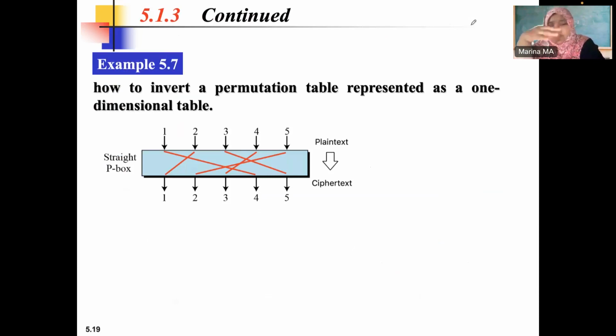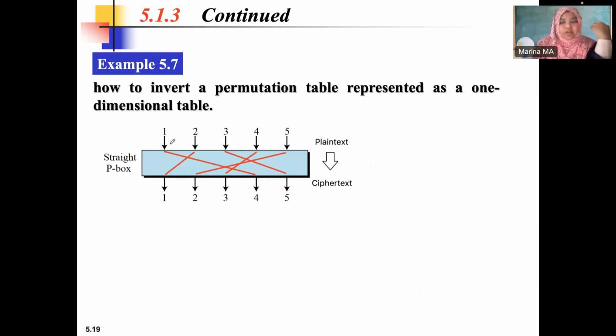And with this P box, there are keys. Only straight P boxes are invertible. The keys are invertible. The tables are invertible. How can we invert a straight P box table? This is how you do it.